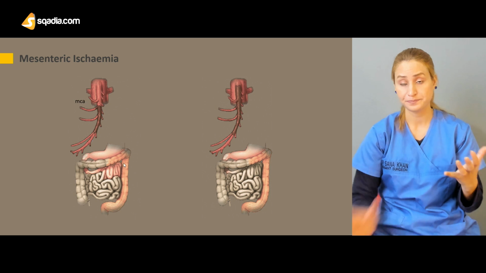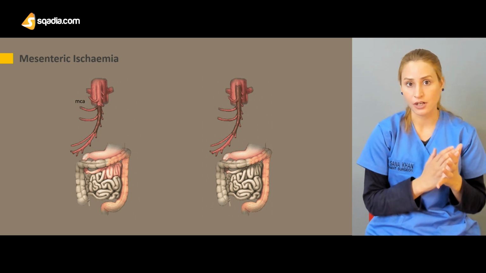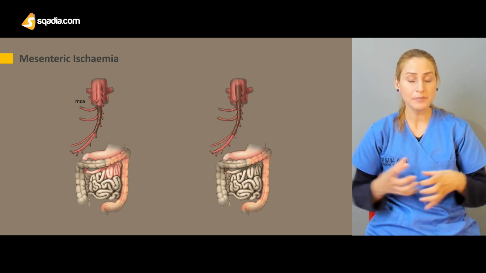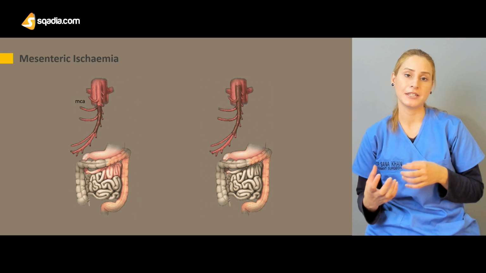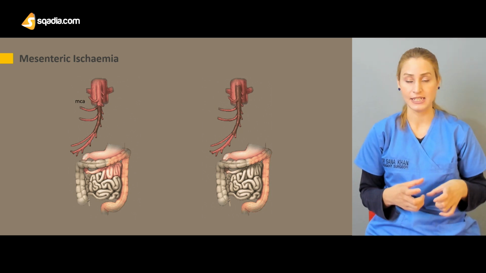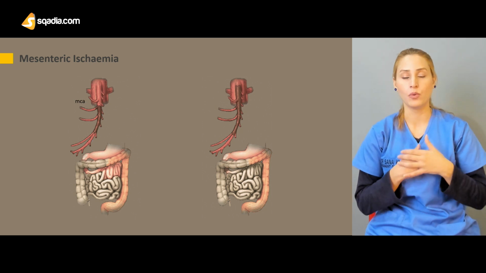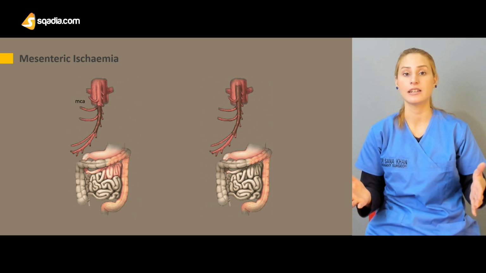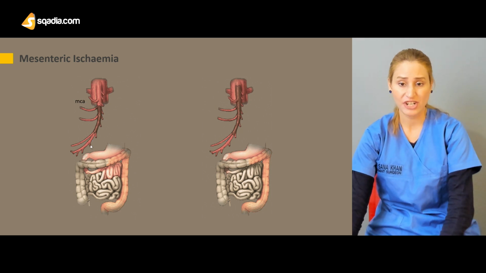Whenever the main trunk is saved and there is occlusion of these small branches, a limited portion of the gut would be affected. But whenever the main trunk of the superior mesenteric artery is affected, then obviously a large part of the gut would be affected, starting from the DJ flexure to the mid-transverse colon.